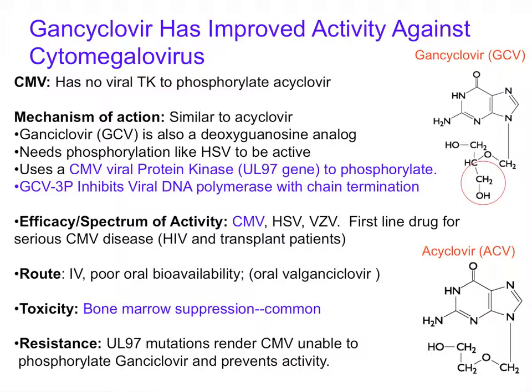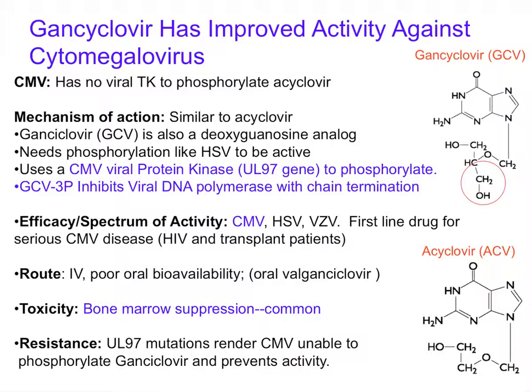Similar to acyclovir, which had a prodrug called valacyclovir, there is another drug called valganciclovir, which is available orally and has fairly good bioavailability when given orally. The reason, however, that we don't use this drug as first line against herpes or zoster is the toxicity.